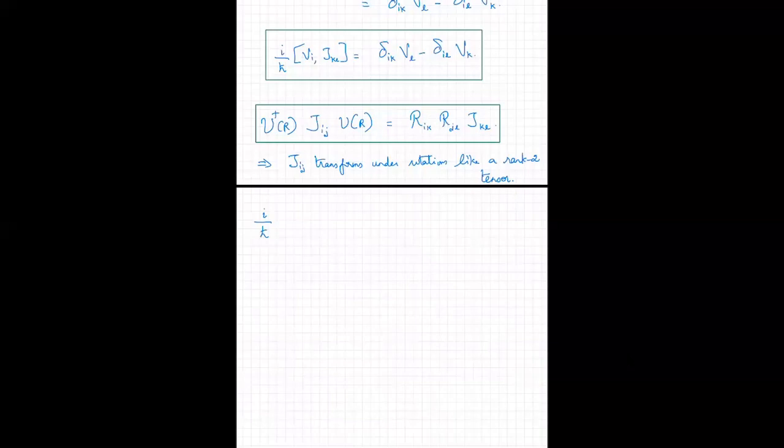So the commutation relation of J with J can be derived to be, this is slightly more complicated, minus delta_IL J_KJ. Remember that the left-hand side is an object with 4 free indices, so the right-hand side should also be an object with 4 free indices, plus delta_IK J_LJ plus delta_JK J_IL minus delta_JL J_IK.